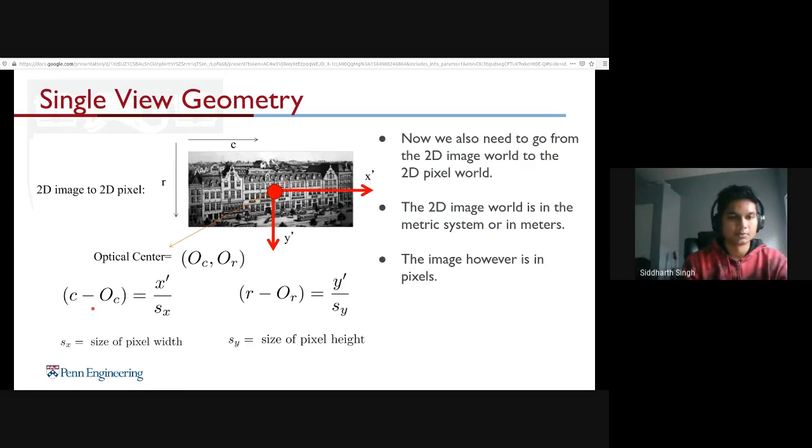So we shift every pixel by the optical center, and then we divide it by the scaling factor, which relates the meters that we have in the world to the pixels that we have in the image plane, right? Is that clear to everyone? Because that was like 2 slides, a good amount of information. Any questions?